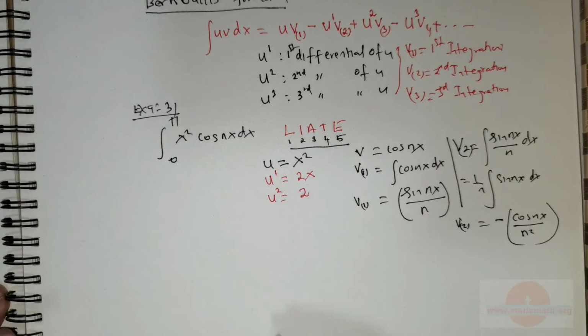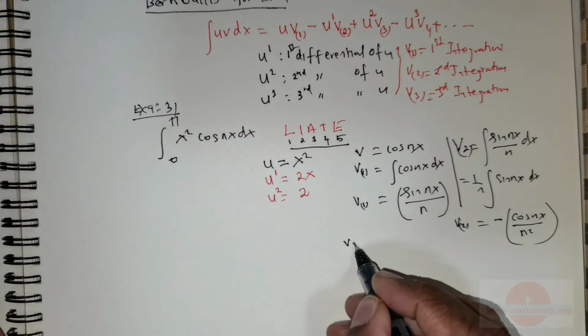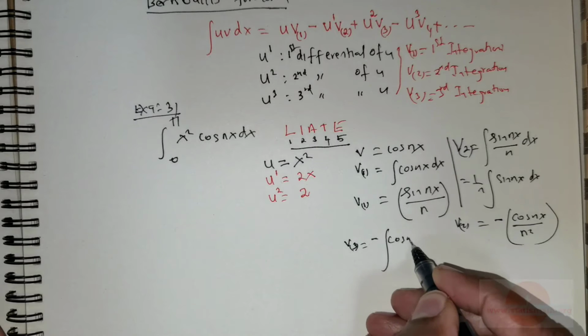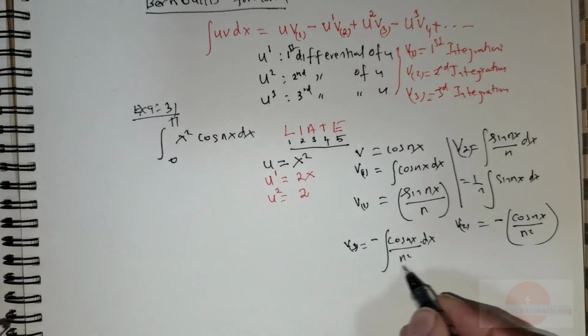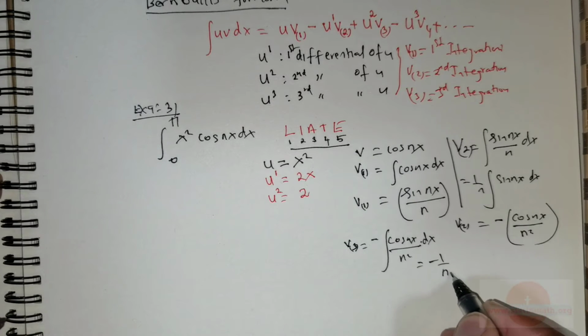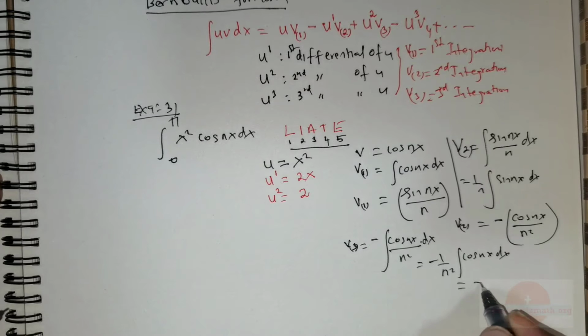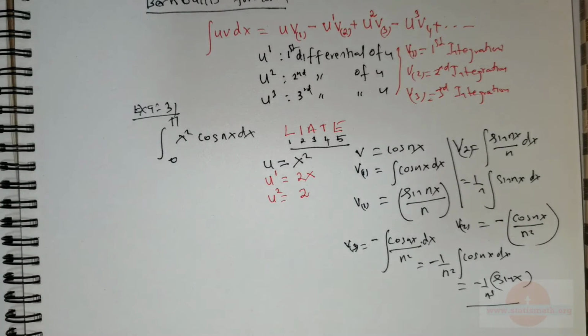Okay, now you need to find what is v3. So I'm going to write v3 here. So v3 is nothing but integral of negative cos nx divided by n squared times dx. So this is going to be negative 1 over n squared. I need to integrate cos nx dx. So that would give me n cubed. Integration of cos nx is going to be sin nx. So this is what is my v3.